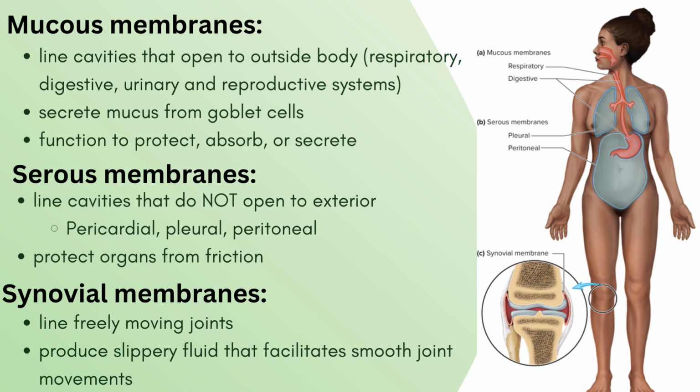The first is a mucous membrane. These line cavities that open to the outside of the body, like the respiratory, digestive, urinary, or reproductive tracts. They have goblet cells that secrete mucus, and they function to protect, absorb, or secrete. Serous membranes line the cavities that do not open to the exterior of the body, like the pericardial, pleural, and peritoneal cavities. They function to protect our organs from friction.